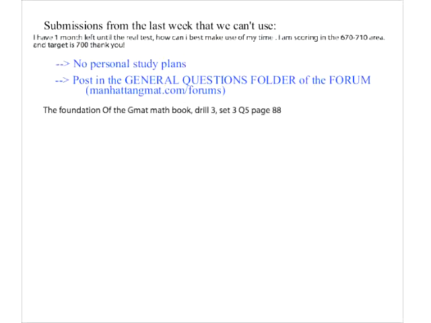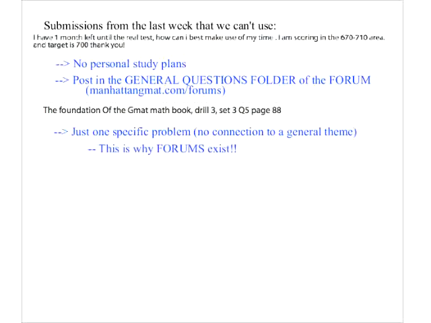Someone wrote this. There are two things wrong here. The first thing is that this is just a specific question. This is one specific problem, with no connection to a general theme. This is exactly why forums exist. We have forums so that we can answer random specific questions. It's not the point of the study hall, so please don't submit things like this.